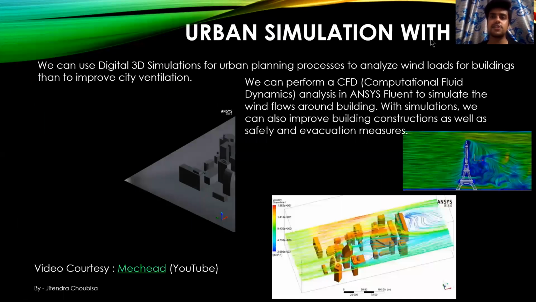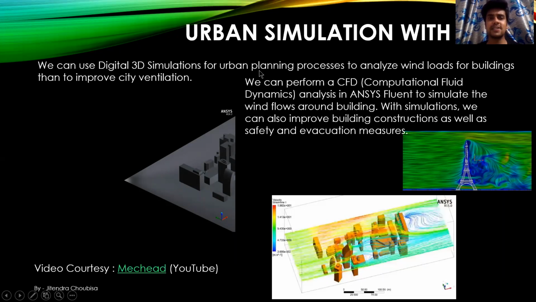Next is the urban simulation with ANSYS. Urban simulation means if you are going to be an urban planner or a town planner, or if you are working with an organization which is going to plan a new city, or a new row housing, you can easily see how the wind will flow over that topography. Because we have a bunch of buildings in it, we can easily calculate how the wind distribution is going to be in the urban simulation.